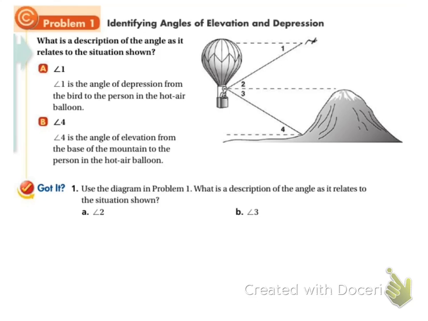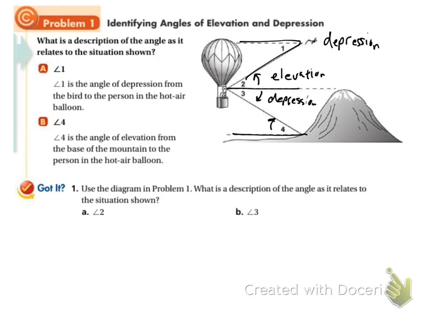So if we look at angle 1, they were looking out and then they looked down, so that's an angle of depression. If you look here at this guy in the hot air balloon, he's looking straight out. If we look at angle 2, he looks up, so that's elevation. If we look at angle 3, he looks down a certain amount, that's depression. And imagine something, an animal or a bug or something, looking there. They look straight out and then they look up, that's elevation.